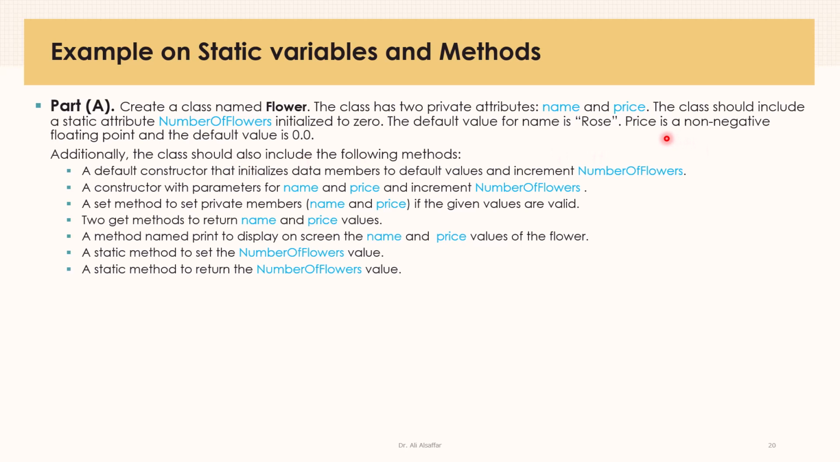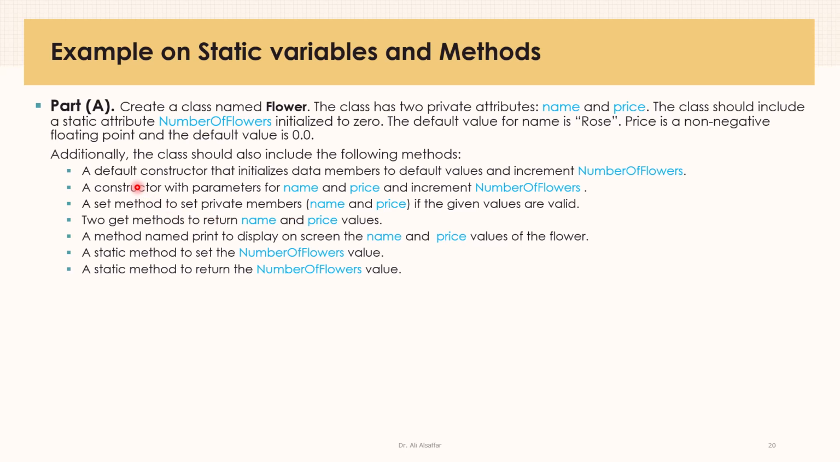But for the price, in the constructor or in any other method, if a new price is supplied as an input parameter, then we need to make sure that it is non-negative. Otherwise, if it is in the constructor, we will save it as the default value 0, and if it is in the set method, then we need to keep the previous value of the price as before.